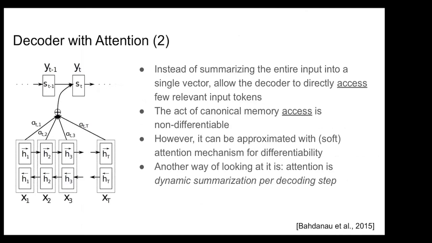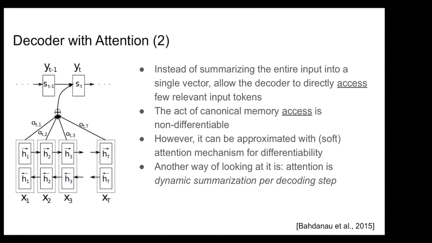So basically, this is very similar to memory accessing, but the act of canonical memory access is non-differentiable. But we can approximate the act of accessing with a soft attention mechanism for differentiability. And another way to look at this is that attention is a dynamic summarization per decoding step.